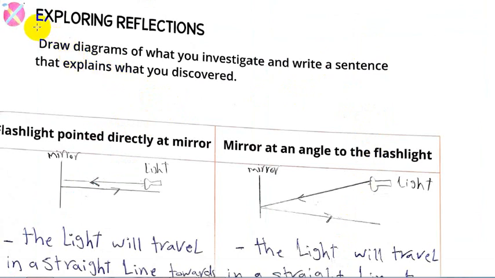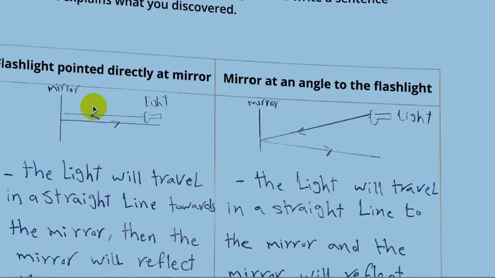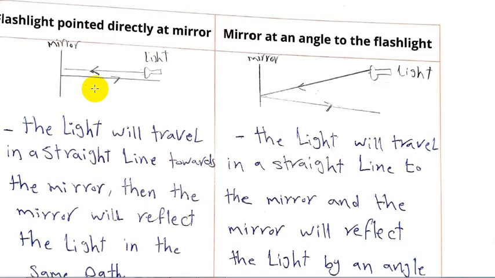Turn the page. Exploring reflections. Draw diagrams of what you investigate and write a sentence that explains what you discovered. Number 1. My students, when you point a flashlight directly to the mirror, what will you observe? As you see in this diagram, the light will travel in a straight line towards the mirror, then the mirror will reflect the light in the same path.